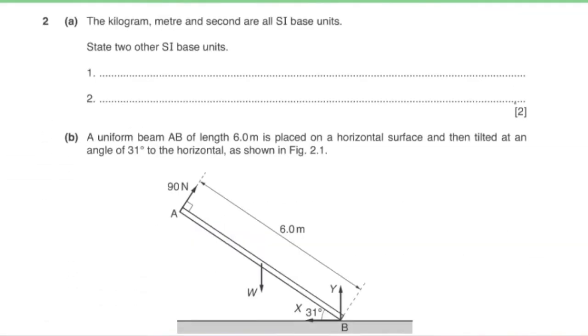Question number 2, part A, the kilogram, meter, and second are all SI base units. State 2 other SI base units. So one is current, which is measured in amperes. And the other one could be temperature, that is taken in Kelvin.